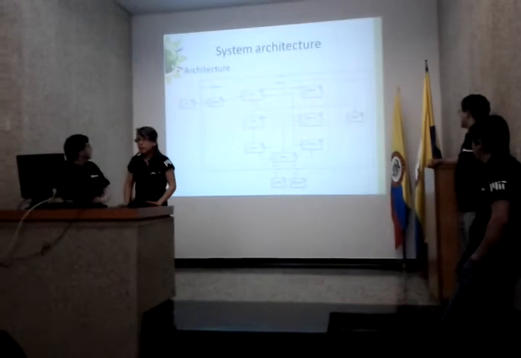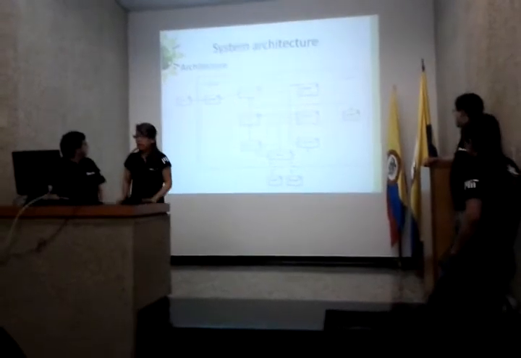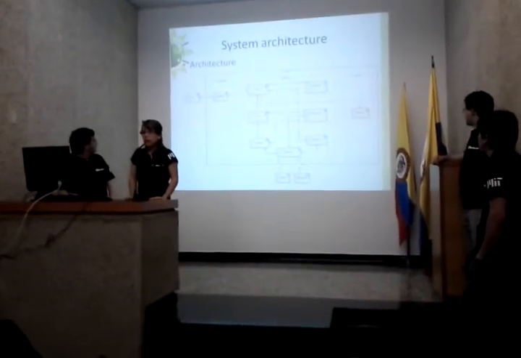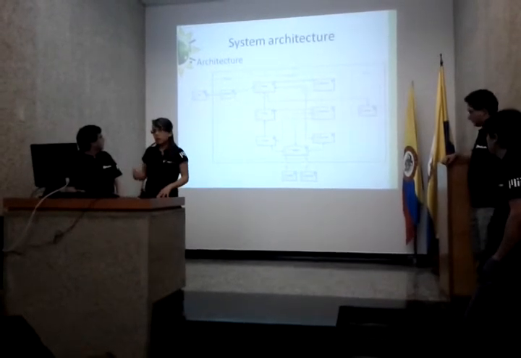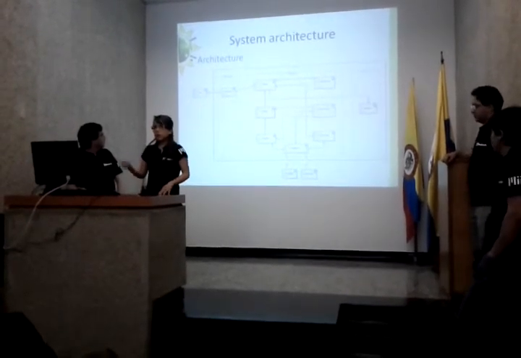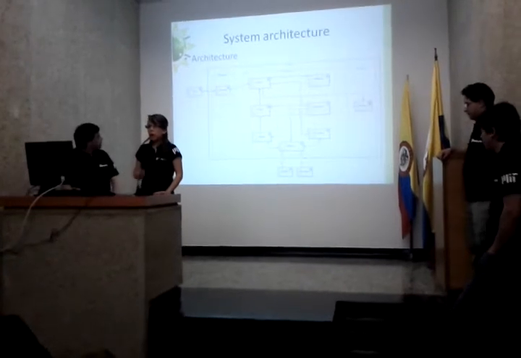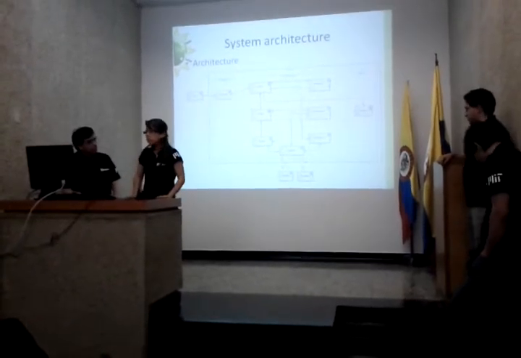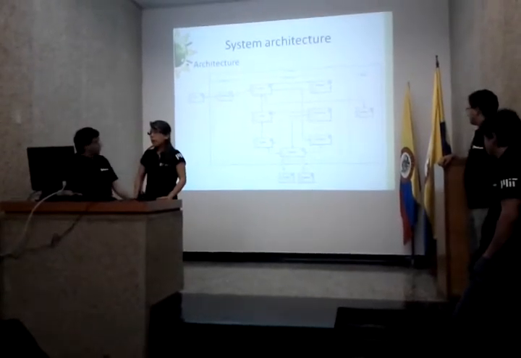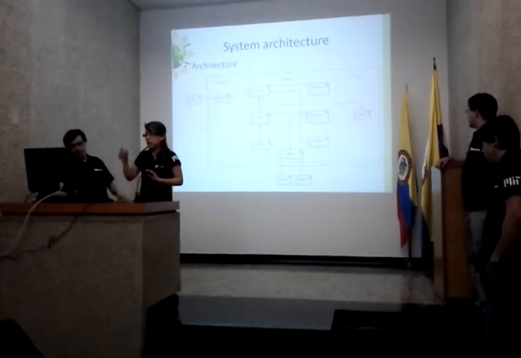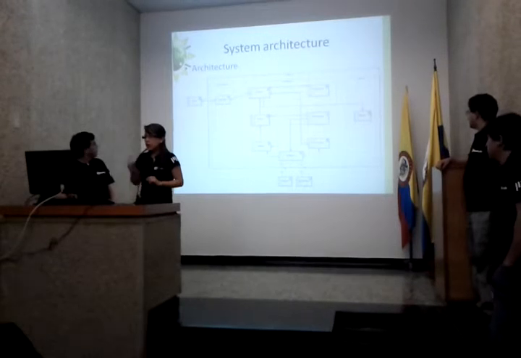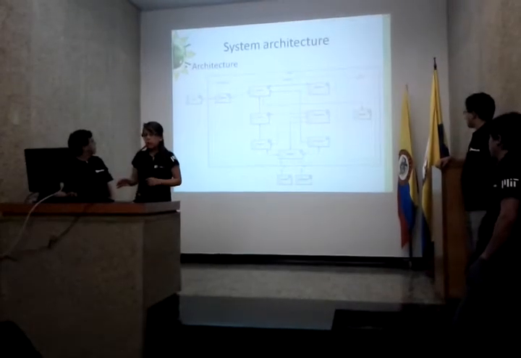The next step was to make our architecture. It has many components. Each component has a list of functionalities. You can see them in our PDF document. And we separate our architecture in three tiers. The first one is the presentation tier.